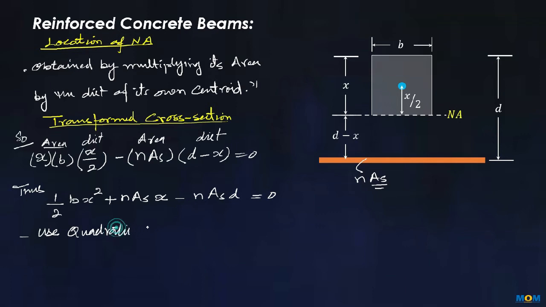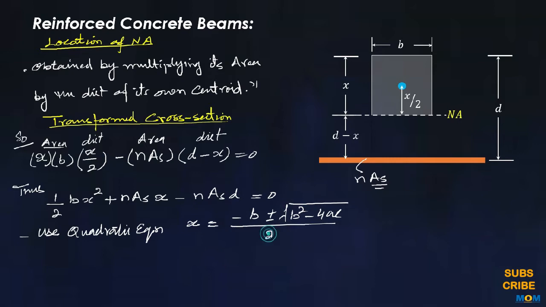Now it is very important to know the value of this x, and we use the quadratic equation to calculate it, that is x is equal to minus b plus or minus the square root of b squared minus 4ac, upon 2a. With this expression we get two values, one positive value of x and one negative value of x, and we use the positive value for the subsequent calculations of the maximum values of stress.